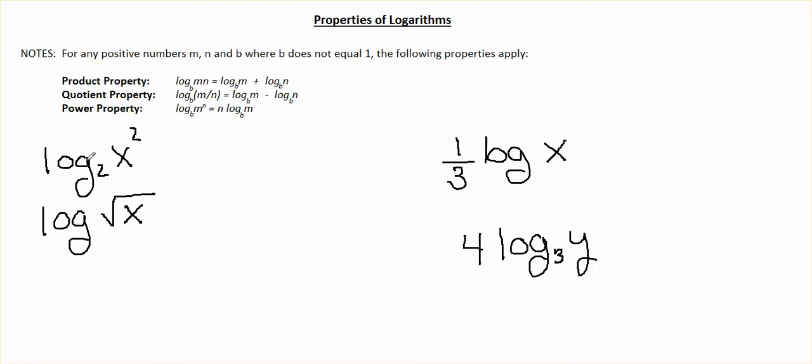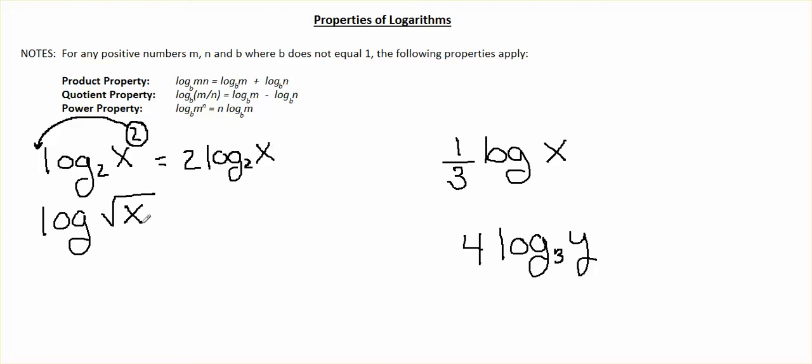Here we have log base 2 of x squared. We notice that we have an exponent inside of our logarithm. We're going to move that exponent to the front of our logarithm, and it now becomes multiplied by our logarithm. And there you go. That's how you use your power property.